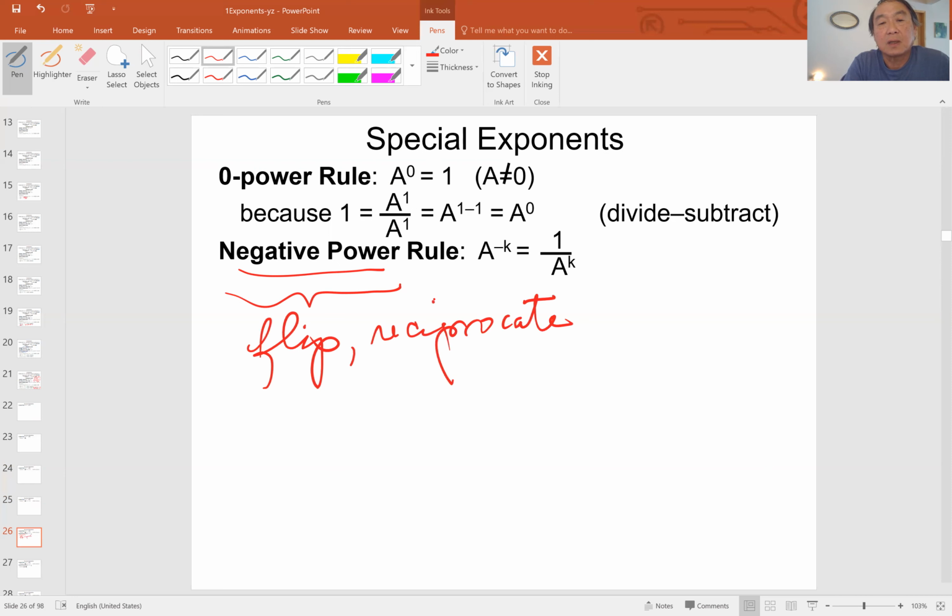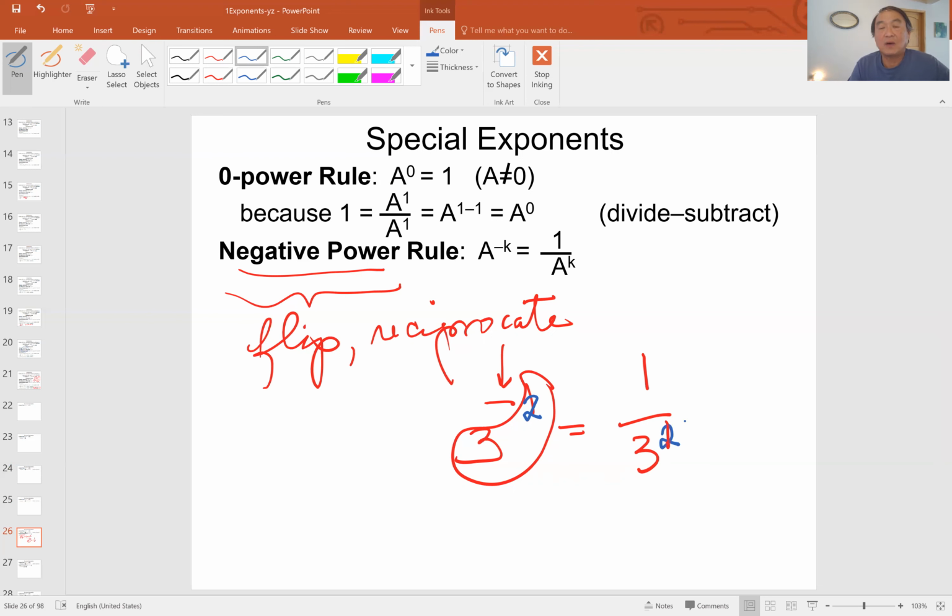Reciprocate. Okay. So, for example, 3 to the minus 1 means flip the 3 to the 1 downstairs. If 3 to the minus 2, then I will flip the 3 squared down below. So the negative power means to flip.